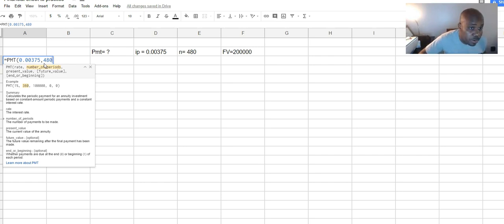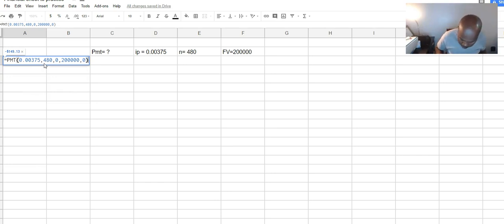What else? Present value, which is 0 in this case. We don't have any present value. Future value, I know the future value, which is 200,000. And then end of period. Generally, when it's end of period, you just put zero. That's why I put a zero. And then I put my last parenthesis. That should be good. There it is. You see, that's wonderful.